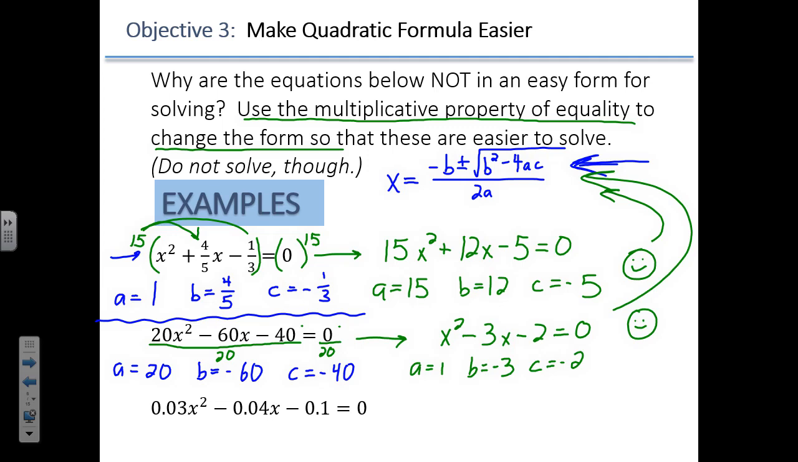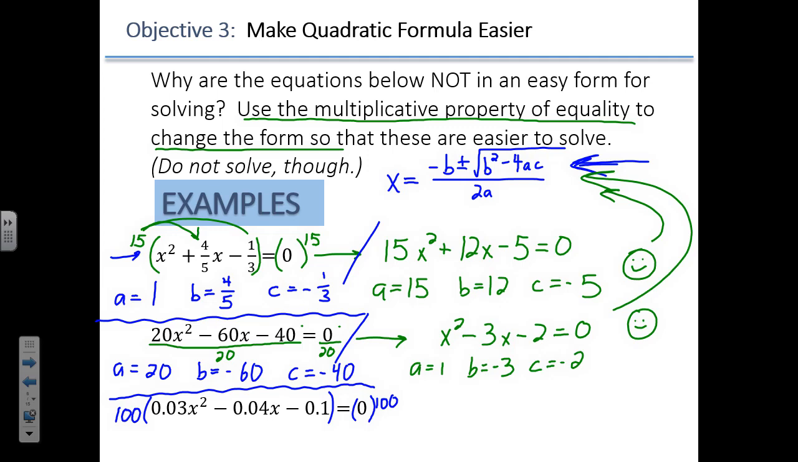Now take a look at the bottom one. I'm going to give you a minute just to look at this. You could plug those decimals into the quadratic formula. It'd be a giant calculator mess. What can you do to this equation, like we did to these first two, to make the coefficients easier to work with? What can we multiply by that would wipe out all those decimals? Well, we would love it if we could move all those decimals 2 to the right. So let's multiply everything on the left side by 100. We can do that as long as we multiply the right side by 100.